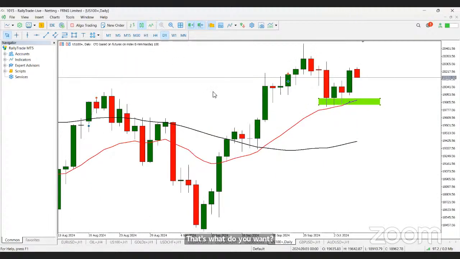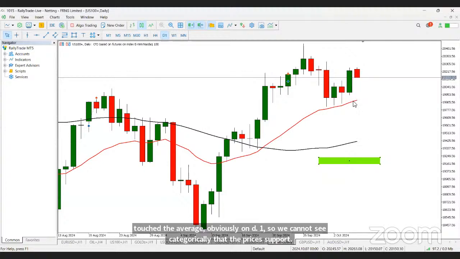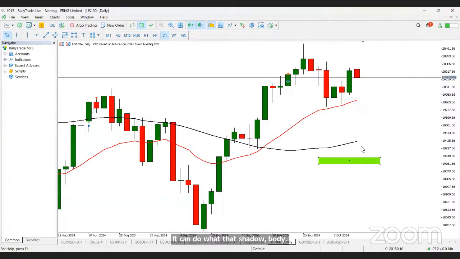Let's zoom in a little bit. So we can see that the shadows of the candles have not touched the average, obviously, on the D1. So we cannot say categorically that the price has reached support. The price will only reach support if a candle, whether shadow or body, touches this value, the 21 or the 50. Now, this is the first support, and this is the second support. The first support is the red one. Second support is the black one.